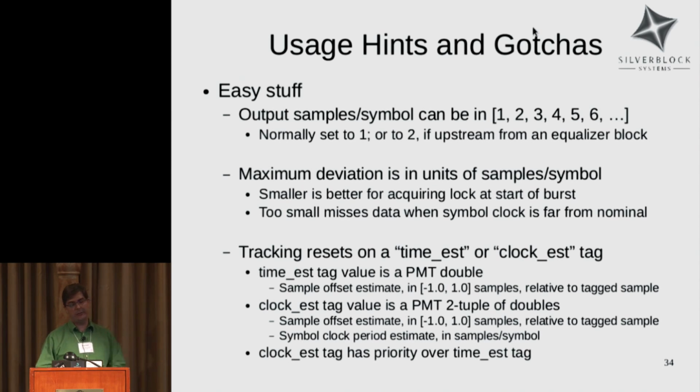est, where the time est says at this sample plus some small offset is where someone thought the optimal symbol sampling point was. The clock est tag has two parameters. The first one is that same sort of thing. At this symbol plus some small offset is where you should reset your timing.